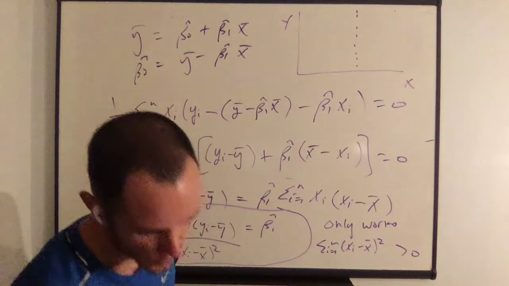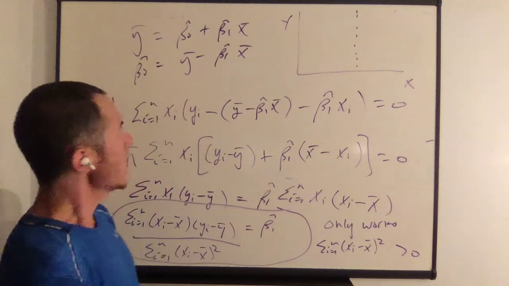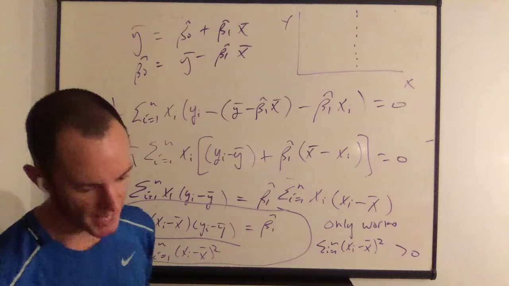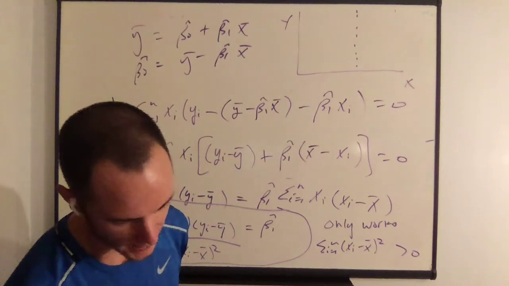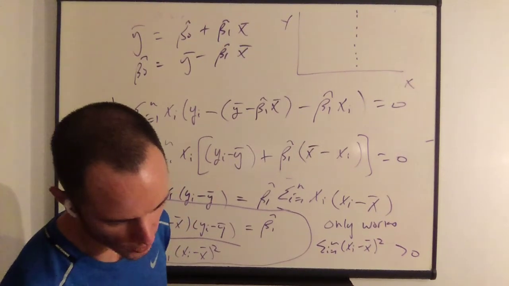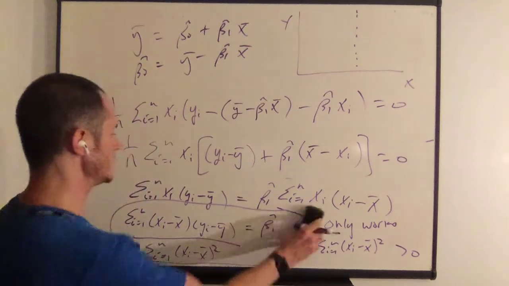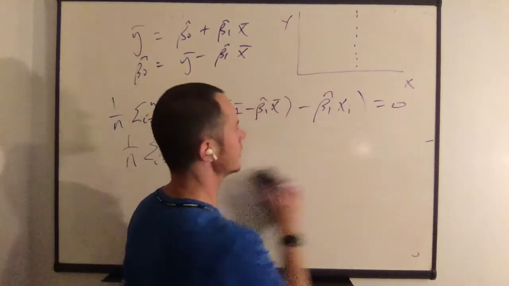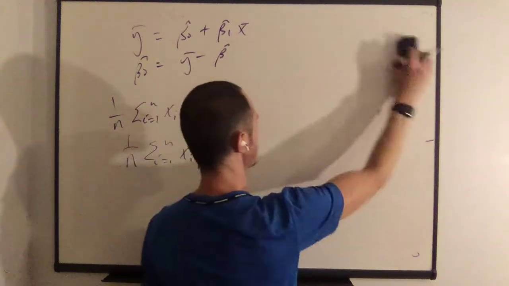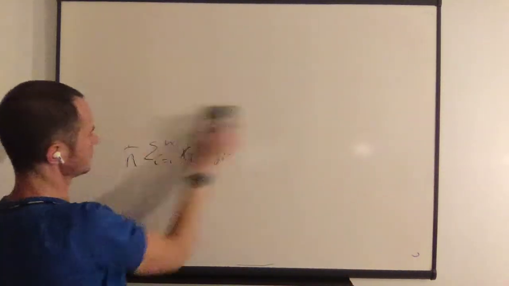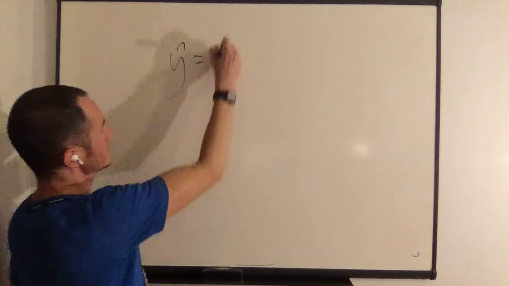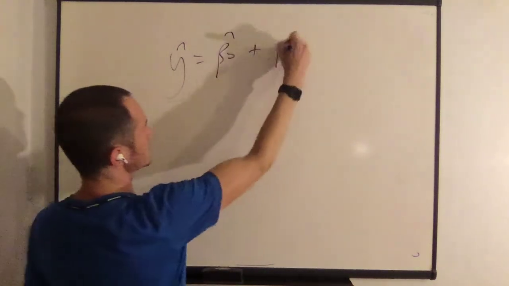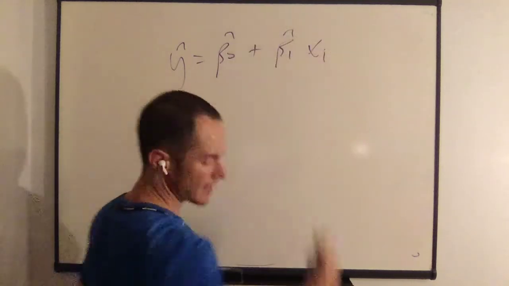Great. So we have an expression for beta naught hat. We have an expression for beta 1 hat. What is next? We can take our solutions for beta naught hat and beta 1 hat, plug them into the regression equation, and we get our fitted values. The fitted value y hat is equal to beta naught hat plus beta 1 hat times xi.